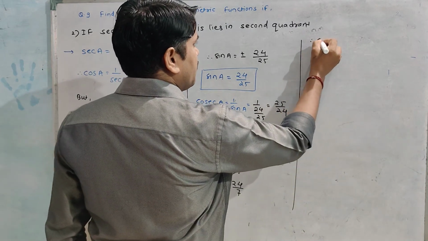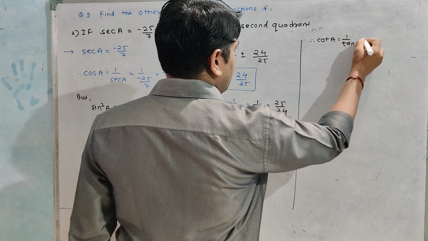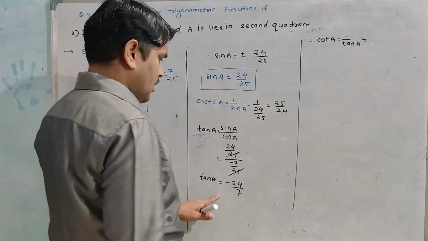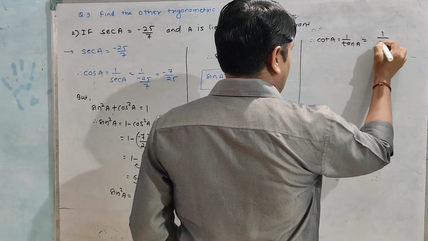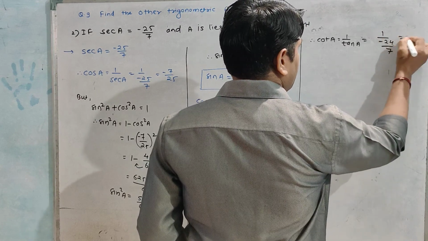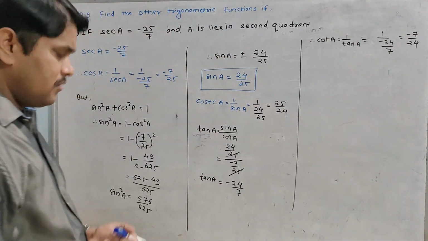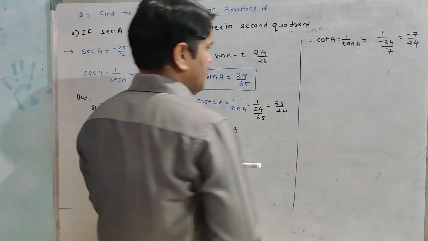Okay. Therefore, cot A, which is equal to 1 upon tan A, means minus 24 upon 7 reciprocal. So we get minus 7 upon 24. This is your cot A. Therefore, we can write.